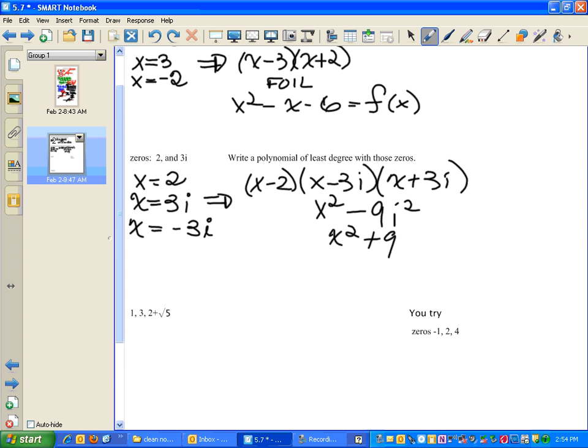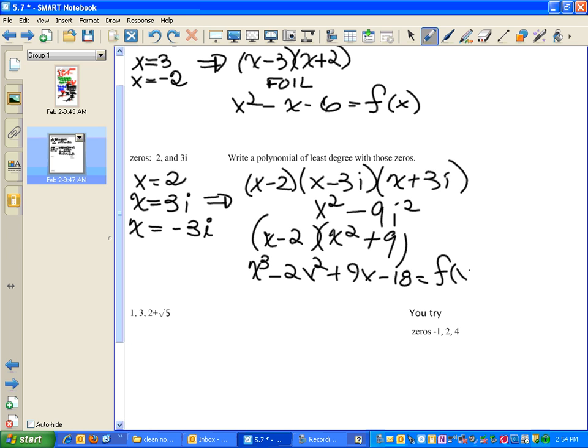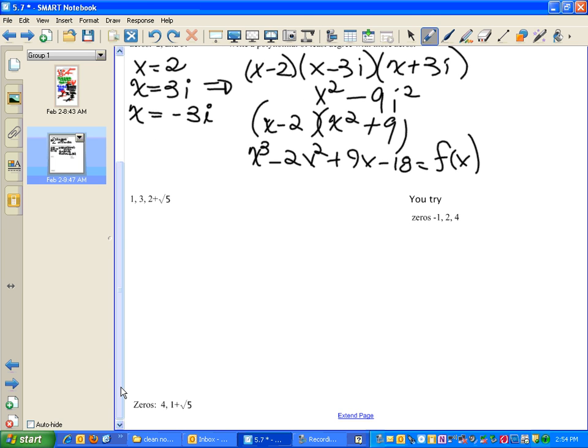Yeah? So then we multiply by the x minus 2 still, right? And we're foiling again. X cubed minus 2x squared plus 9x minus 18 is my f of x. Okay? Let's look at this last one. Which one's going to have a conjugate? That's not saying square root of 5. It's 2 plus square roots of 5.